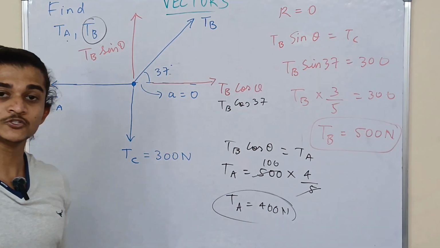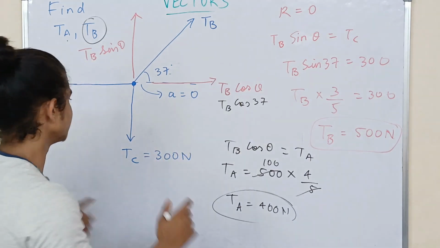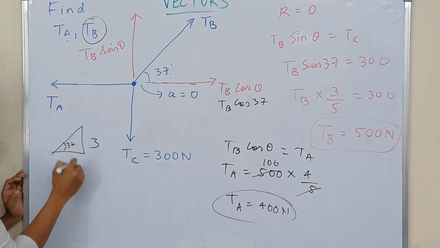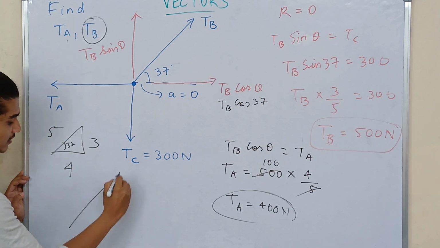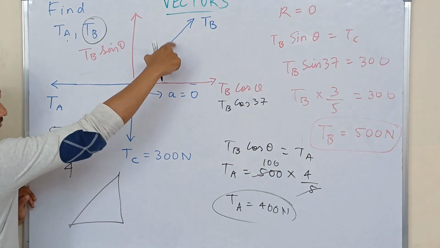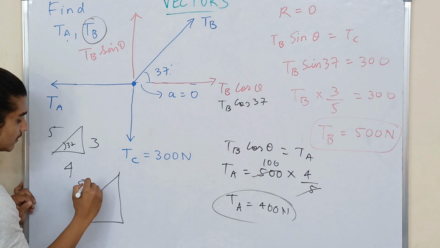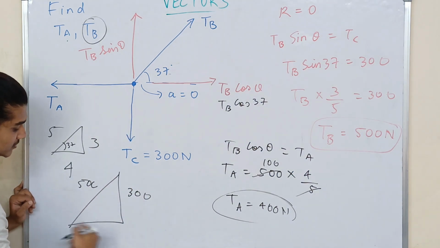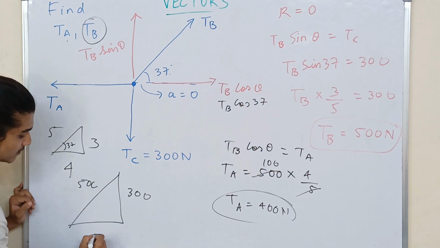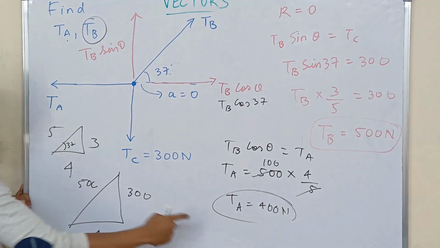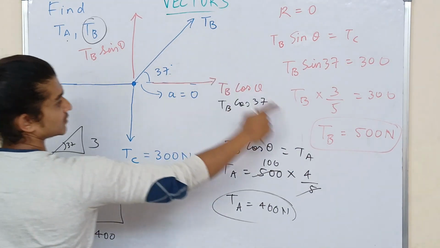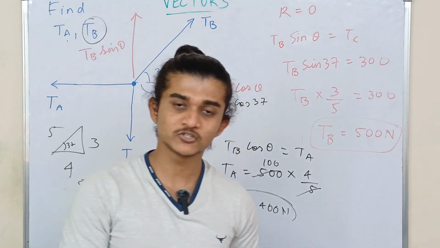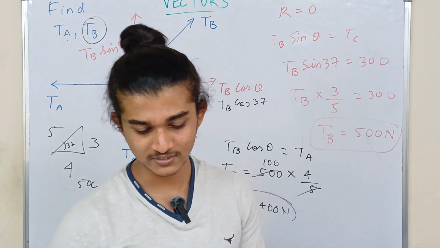You could have also guessed this using the triangle which I showed you in the beginning. That triangle is this 37, 3, 4, 5 triangle. Similarly, since this value we found as 500 and the downward vector is 300, you can easily say that the remaining vector, which is the horizontal one, should always be equal to 400. So this is 400, whereas this vector is 500 and this is equal to 300. These are a few tricks which you can use in order to solve problems easily.